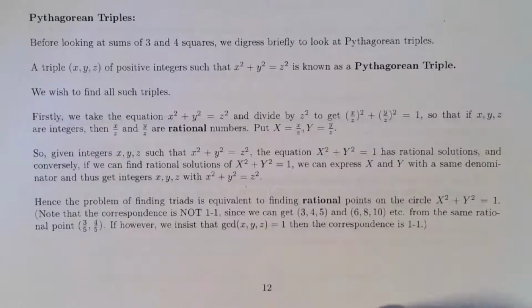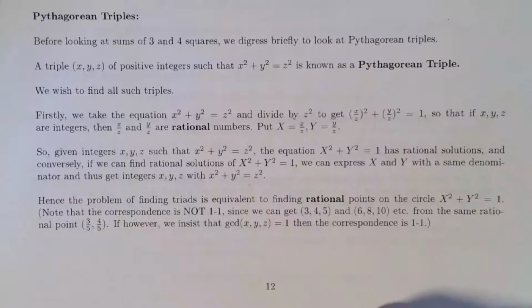Well, welcome again to our little journey through some number theory. We've looked at the sum of two squares in the previous section, and I'm going to move on now to Pythagorean triples. Before we look at three and four squares, I want to digress briefly to have a look at these Pythagorean triples.